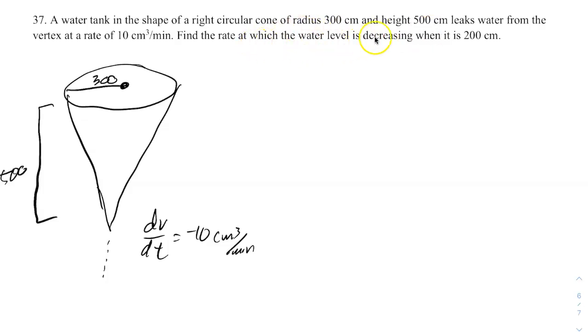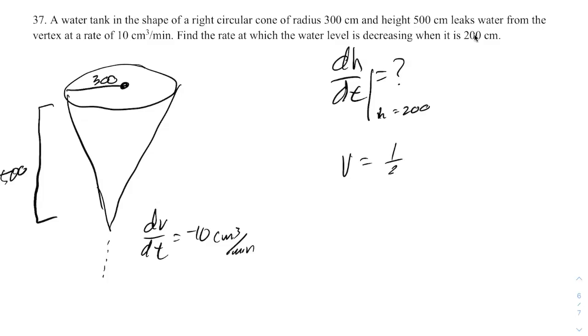Find the rate at which the water level is decreasing when it is 200. So they want us to find dh/dt when h is 200. So that's the question. So like we always do, we'll set up an equation. Equation will be volume equals 1/3 pi r squared times height.